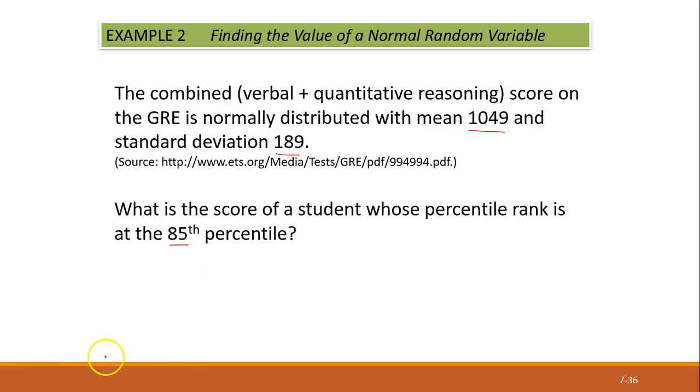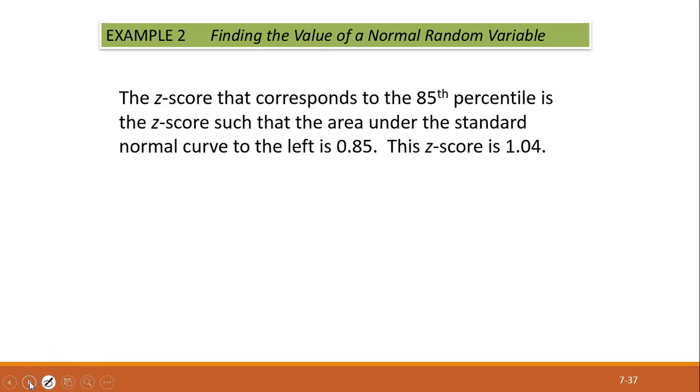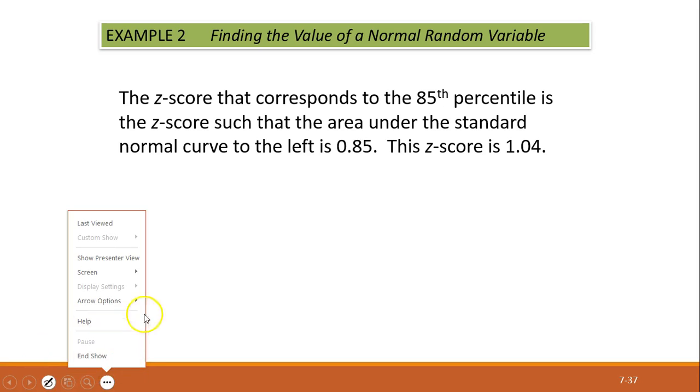Okay, so what we have to do here is this. The z-score that corresponds to the 85th percentile is the z-score such that the area under the standard normal curve is to the left of 0.85. So what we would have to do is this right here. Let me pull up my z-table.